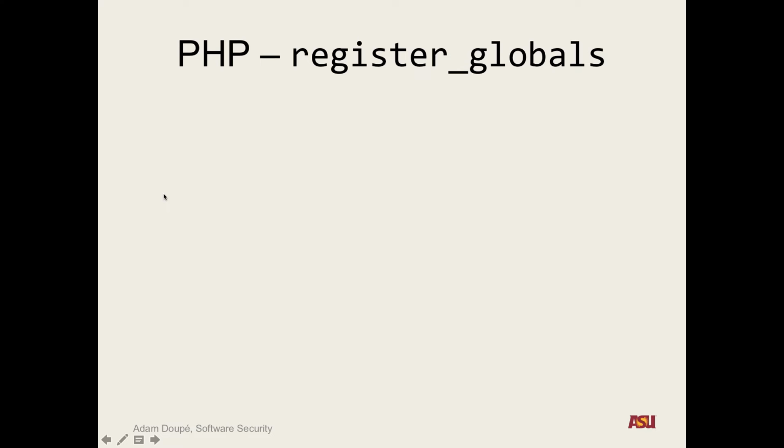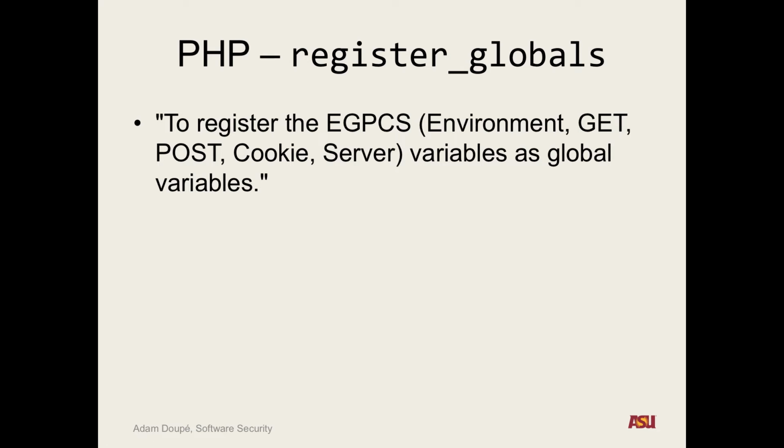Okay, then we get into register globals. The idea was, well, man, it's really annoying that whenever I want to access a variable, I have to access $_POST, bracket, quote, variable name, right? Wouldn't it be so much better if PHP just automatically created variables based on those names that get sent in? And so it would register all environment variables, GET variables, POST variables, cookie variables, and server variables as global variables in the scope of your program.